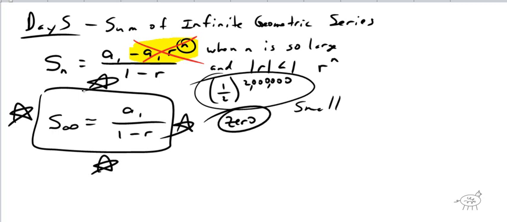But math fans, this is super important. In order to use this formula, the absolute value of r has to be less than 1, which basically means r has to be between -1 and 1. It can't equal 1, and it can't equal -1. It's got to be between those two values. Very, very important. If it's not, you can't use the formula. You can actually plug it in and you'll get an answer, but it'll be a completely wrong answer.